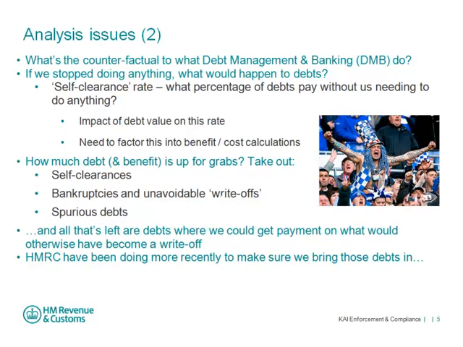Another issue is how much debt and therefore how much benefit is really up for grabs in changes to what we do. So for this, you need to take out the self-clearing debts that would have cleared without doing anything. Bankruptcies and unavoidable write-offs. A write-off is where we give up on a debt entirely. And clearly, if a company has gone bankrupt, there's not much we can do to get that money. Also, the spurious debts, which when we investigate them further, we find weren't actually debts in the first place. So if you take out all of those, it's then the portion that's left, which are the debts where we could actually get payment on something that if we left it alone for long enough, we'd eventually have to give up on. And that's where the benefits can come from.